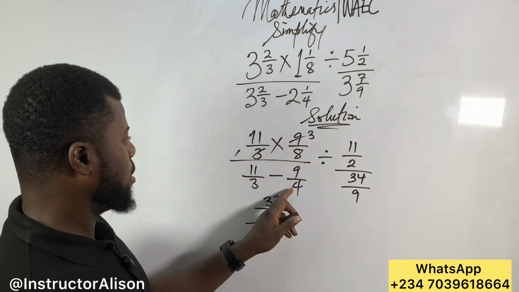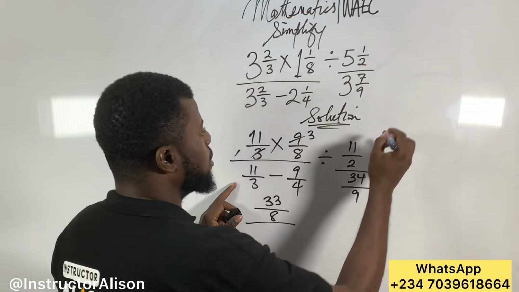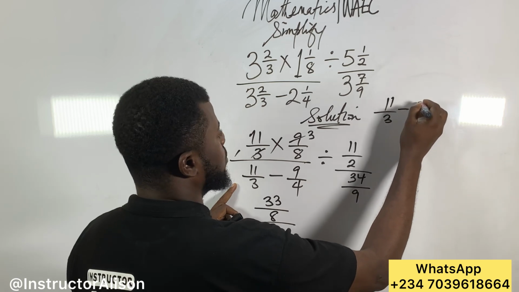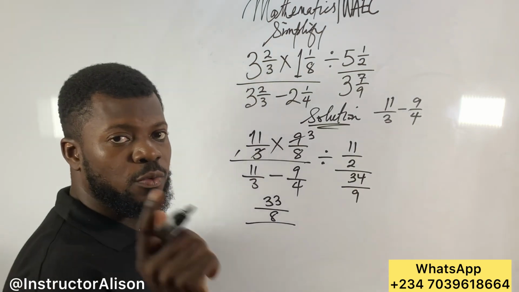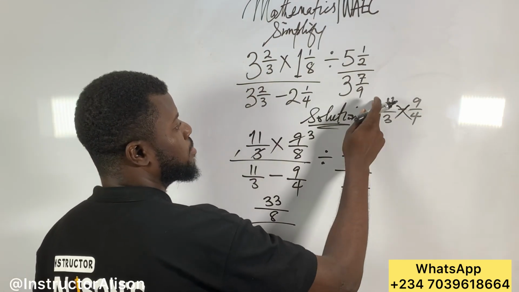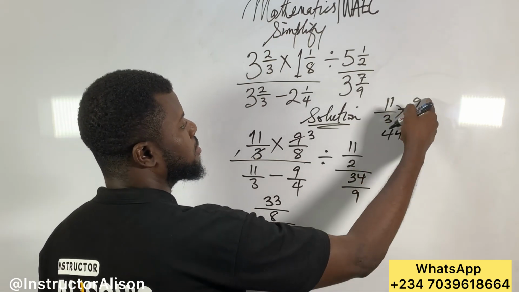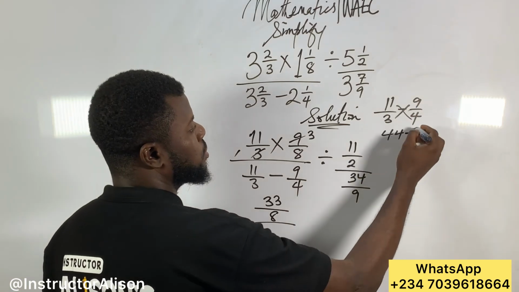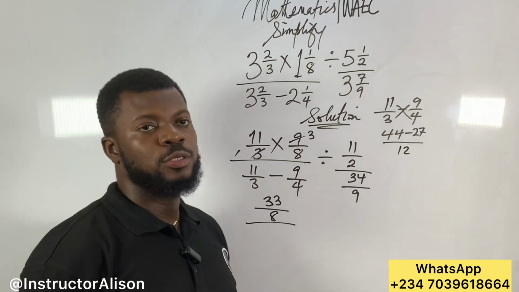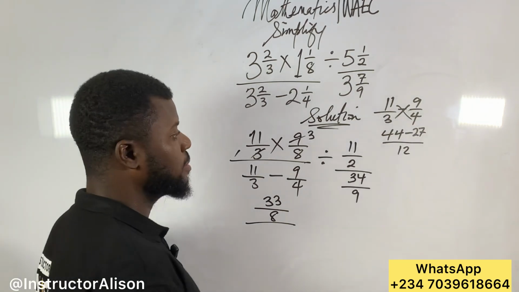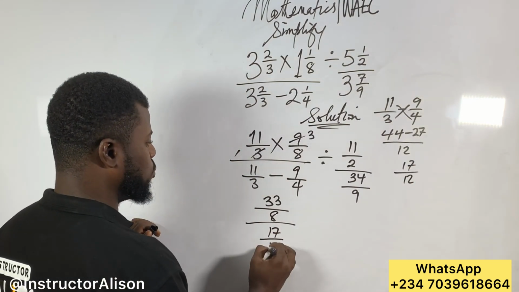If you look for the LCM of 3 and 4, you go waste time. Use shortcut. If you get 11 over 3 minus 9 over 4, this one works for addition and subtraction of fractions. What you go do? Cross multiply. 4 times 11 give me 44, then 3 times 9 give me 27, over 3 times 4 give me 12. So it will be 44 minus 27, 17 over 12.